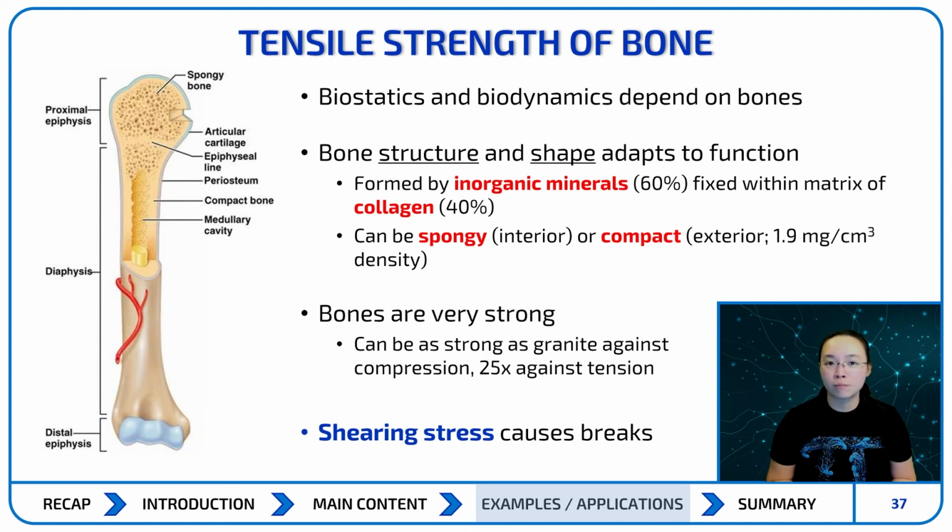In terms of breaking a bone, because bones are very strong and can stand against high amounts of compression and tension, the only thing that can really break a bone is something it's not used to. That thing is twisting. If you twist a bone too much, called shearing stress, then you can cause stress fractures or eventually a break. That would be the easiest way to break a bone.